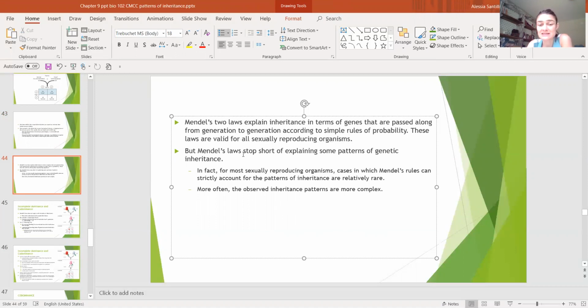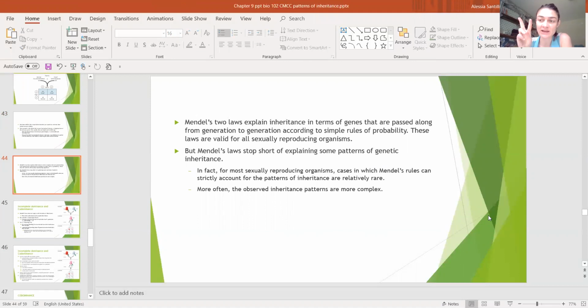But Mendel's laws stop short of explaining some patterns of genetic inheritance. Some patterns are very complex. Like eye color, we don't only have 2 variations of eye color, we have a lot of variations. Height, we don't only have 2 heights. We don't only have people that are 5 foot or 6 foot, right? We have all sorts of variations in between and even into the extremities.